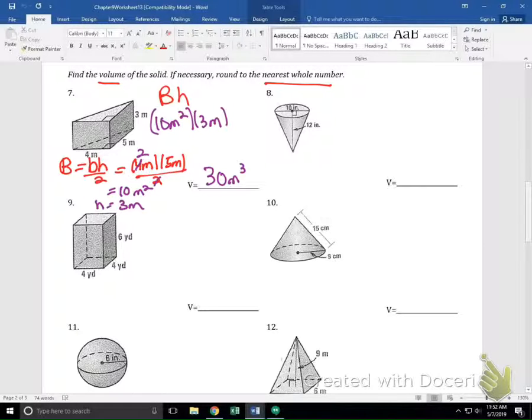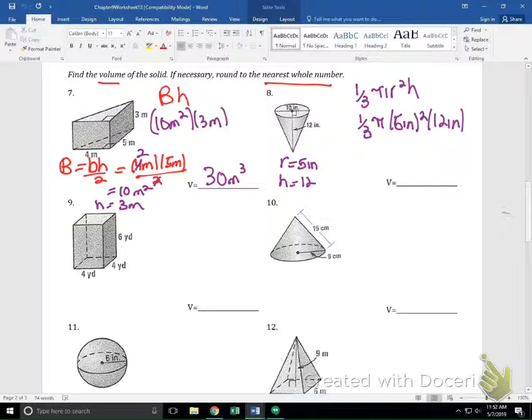Okay, Brandon. What shape is this? It's a cone. So I've got to go over here. My cone formula is 1/3 pi r squared h. So what is your radius in this problem? 5, because it's half the diameter. And then my height is 12. Yep, so we come over here. We have 1/3 pi radius of 5 inches squared times my height of 12 inches.